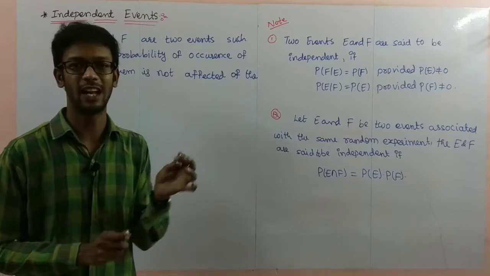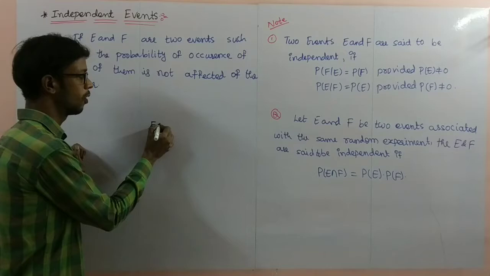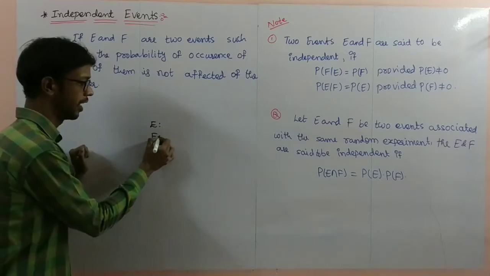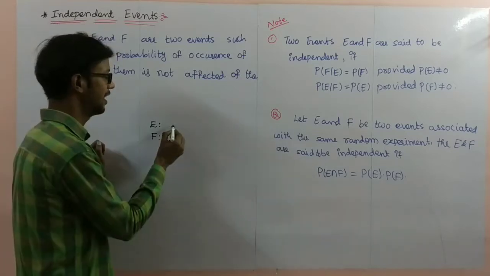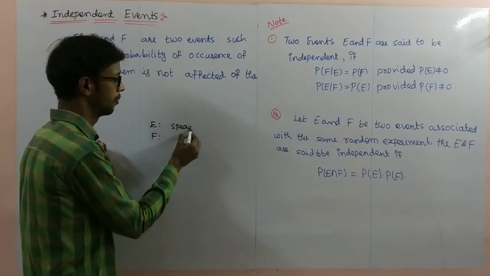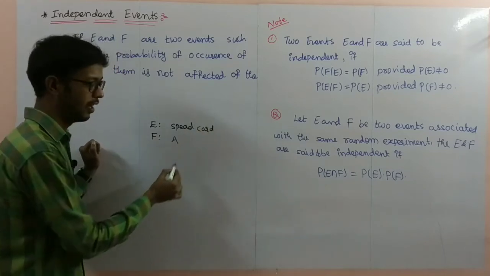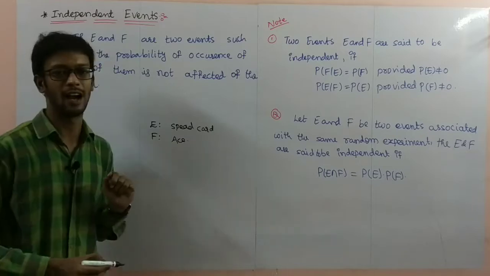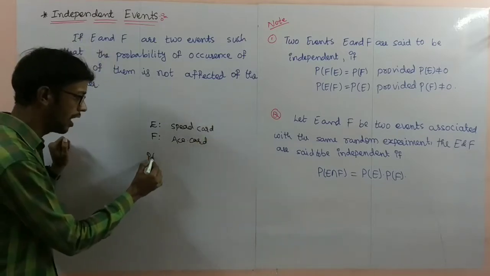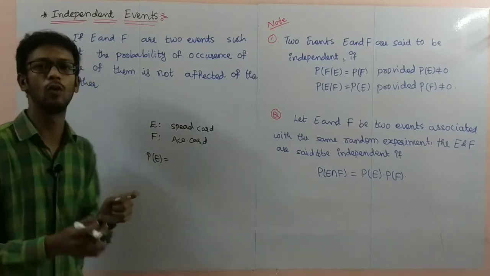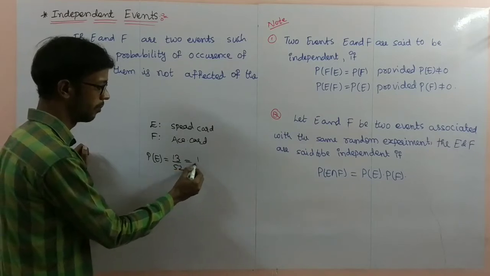Here first I'll write one example, based upon which you will get clarity. Total 52 cards are there. 2 events I am taking, E and F. E is the event: selecting a card is a spade card. Next, F is the event: selecting a card is an ace card. Now probability of E is equal to spades. Total spade cards is 13, so 13 by 52 is 1 by 4.